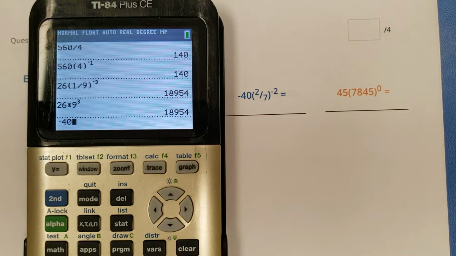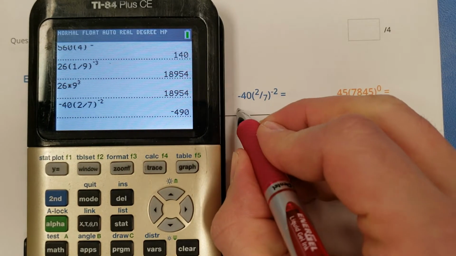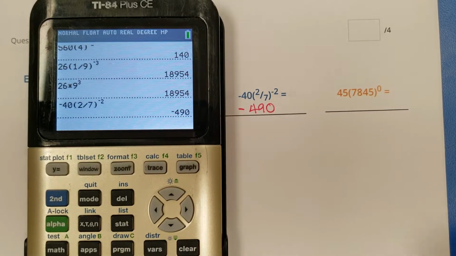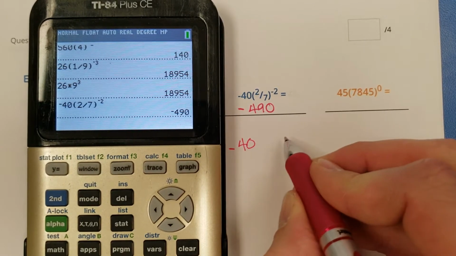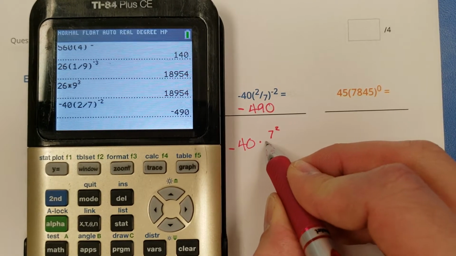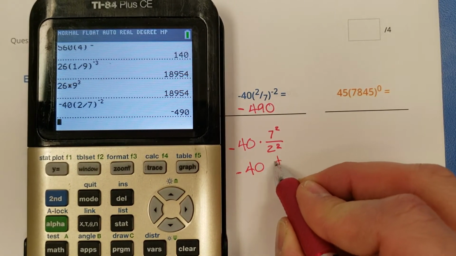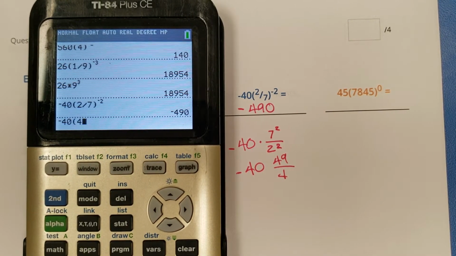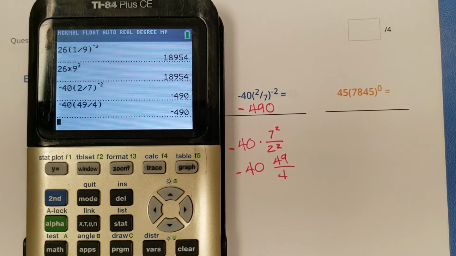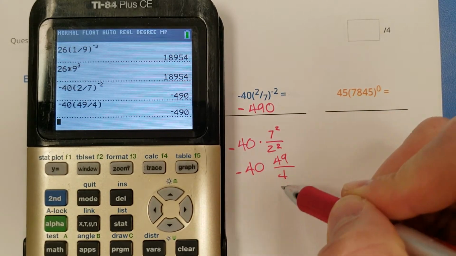Here we go. Type it like you see it. -40, bracket, 2 divided by 7, close the bracket to the -2 power, negative 490. Just for fun, you could also check this. -40 times 7 squared over 2 squared, or -40 times 49 over 4. Let's see what that is really quick. -40 times 49 over 4. Weird. Same thing. Interesting. It's almost like there's some way to do stuff and then stuff and stuff.